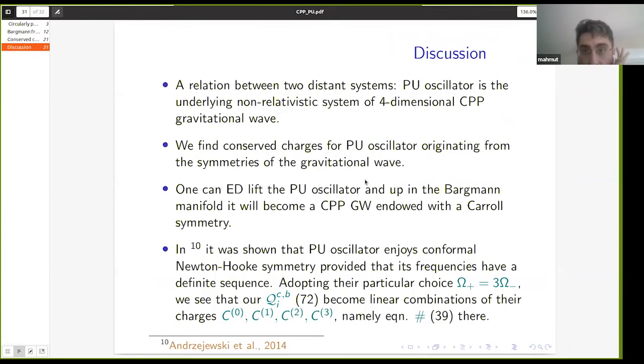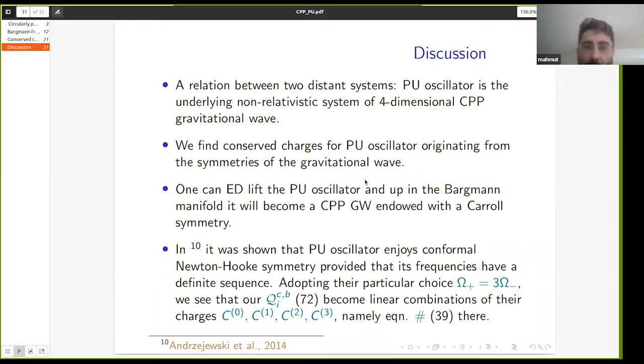Okay, and finally I finish. Sorry for this. So what did we do? I just showed that the underlying non-relativistic system for a four-dimensional circularly polarized periodic gravitational wave, which is the relativistic system, is the one-dimensional Pais-Uhlenbeck oscillator.